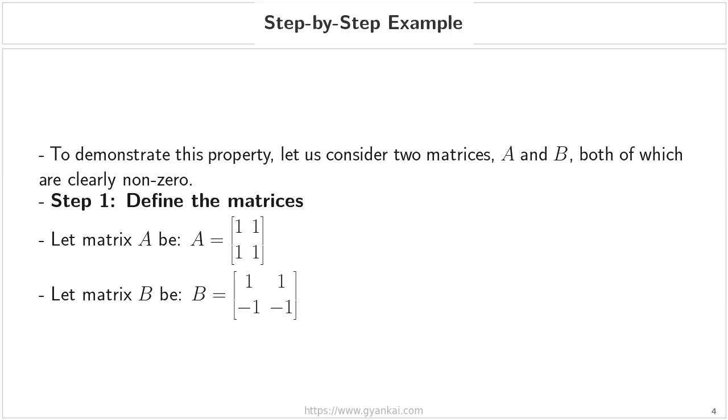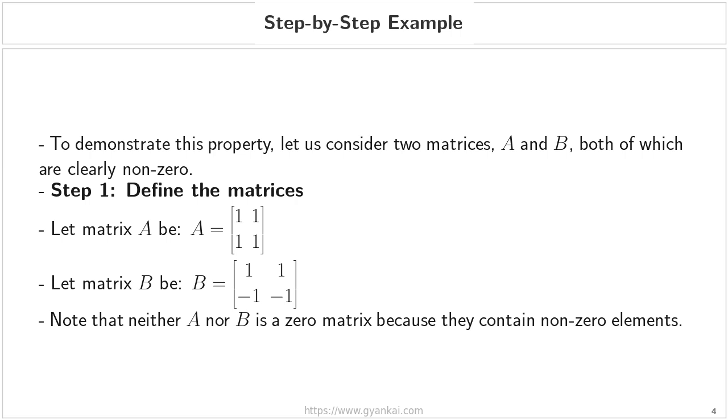Next, let us define matrix B. This is also a 2x2 matrix, but with a slight difference. The first row contains 1, 1, while the second row contains -1, -1. Before we move on to the actual multiplication in the following slides, please take a moment to observe both matrices. Notice that neither matrix A nor matrix B is a zero matrix, because they both contain elements that are not zero. This is a crucial observation, as it sets the stage for the surprising result we are about to find.